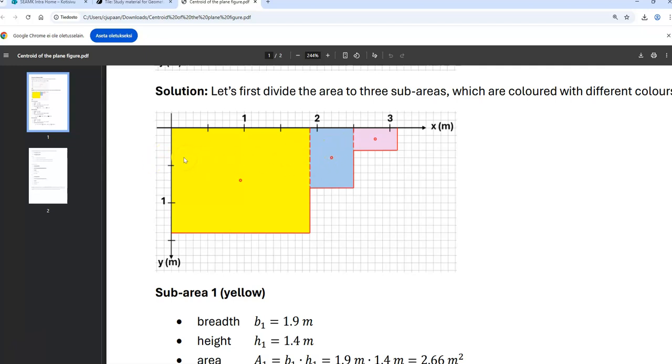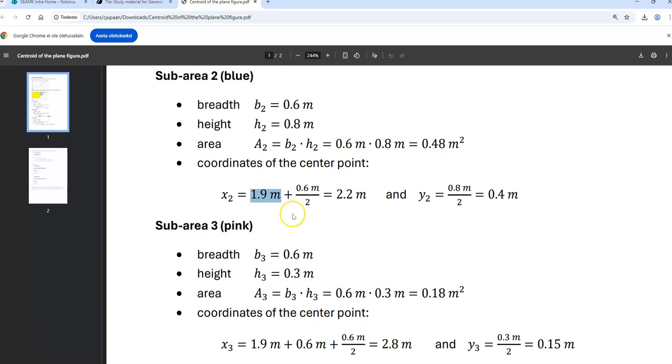So the horizontal length of this yellow figure is 1.9 meters, and then we add half of the breadth of this blue figure. So we get 1.9 plus 0.3, or 1.9 plus 0.6 divided by 2. So these are very usual places where students and also myself make mistakes in these problems.